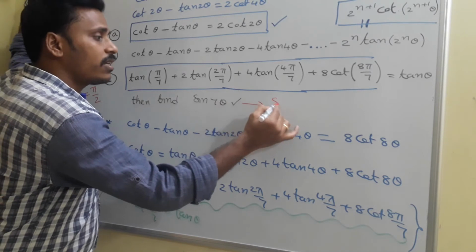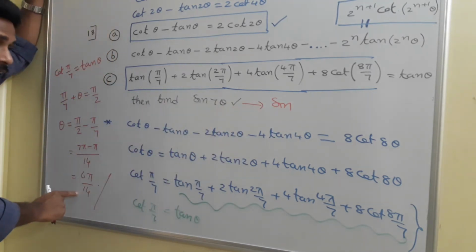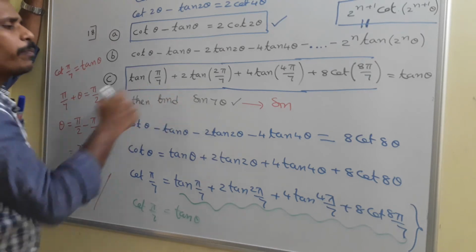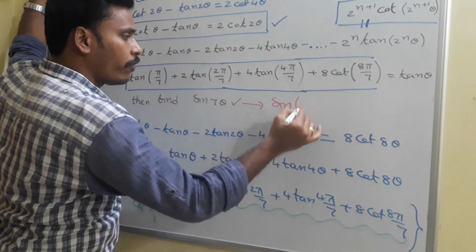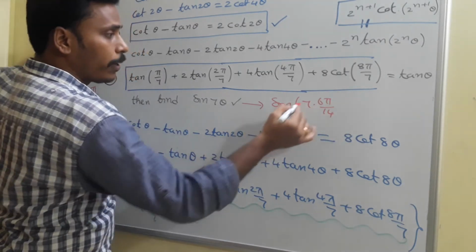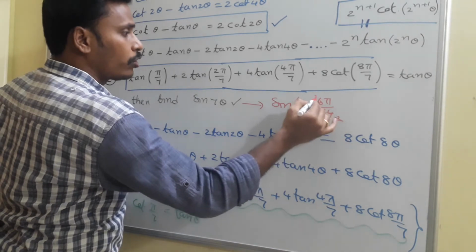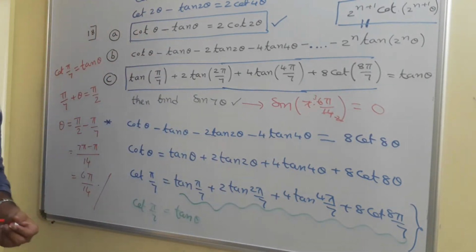now our answer is, see, they ask us to find sine 7 theta. Theta is 6 pi by 7, 14, replace here. See, sine of 7 into 6 pi by 14. How does it become? 7 2's, 2 3's, and sine of 3 pi is what? 0. And at the end your answer is 0.